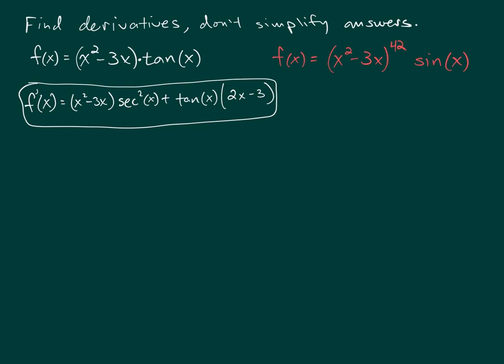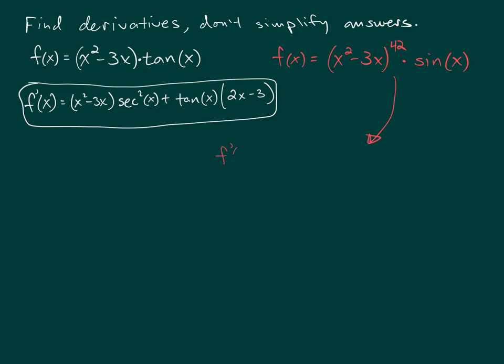For the next one, f of x equals x squared minus 3x to the 42nd power times sine of x. This looks very similar to the previous one, so I already know that I will need a product rule. I'm going to work this one out down here, and this time I'm going to write it out in the d/dx notation, as you should always do. I did not do it with the last one because I could see already that it was just going to be a product rule. But this one reveals a little bit of a surprise.